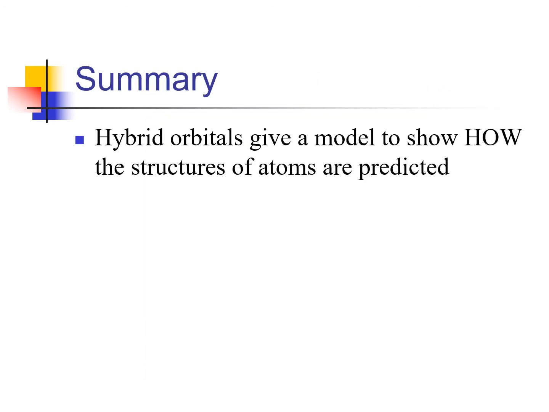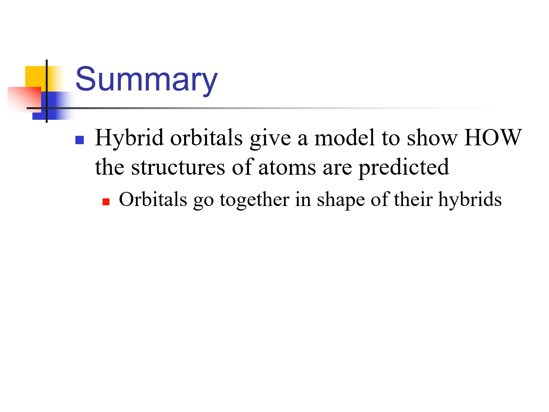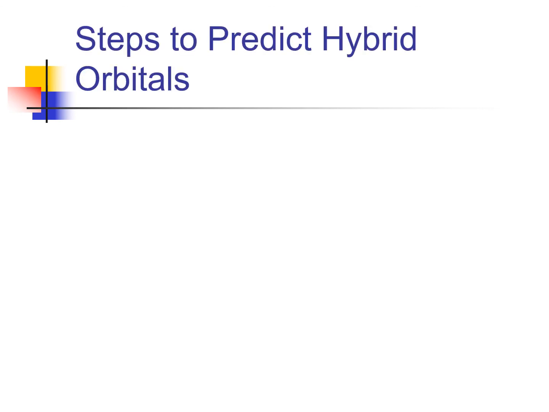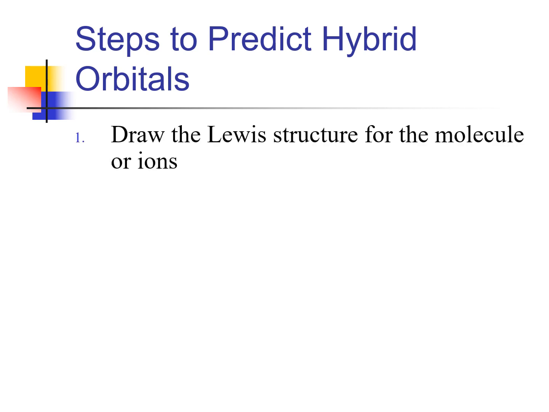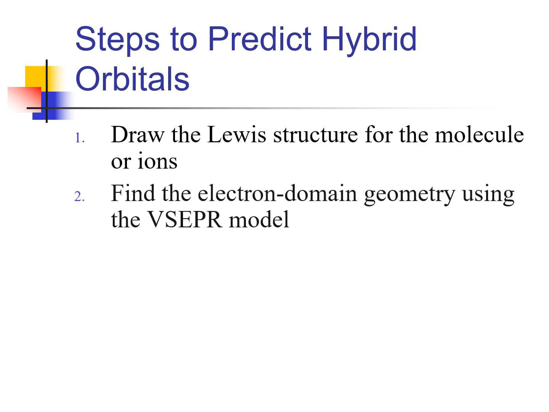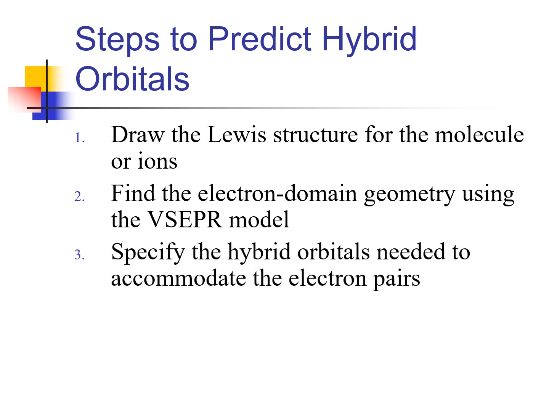So again, in summary, hybrid orbitals give a model of how structures in atoms are predicted. Don't make it harder than it has to be. Orbitals go together in the shape of their hybrids, which means that again, it's tied directly to the electron domain geometry. So again, draw the Lewis structure, find the electron domain geometry, and then look at what type of hybrid orbitals are needed to accommodate that.